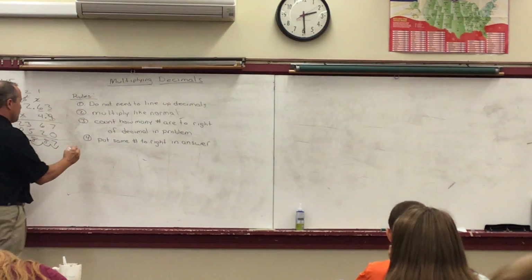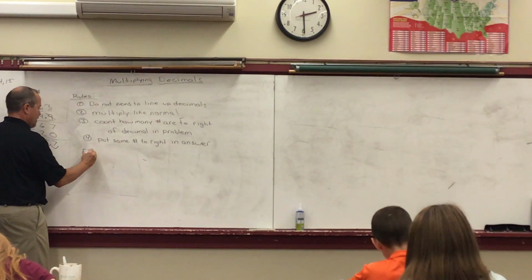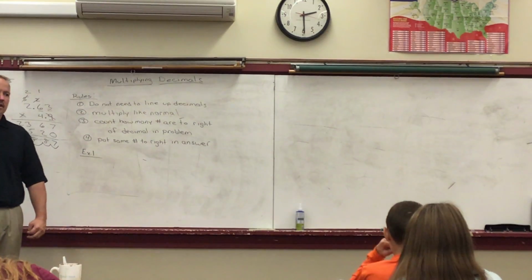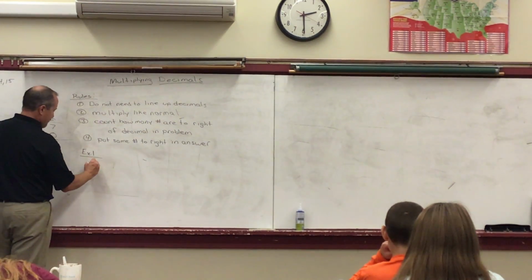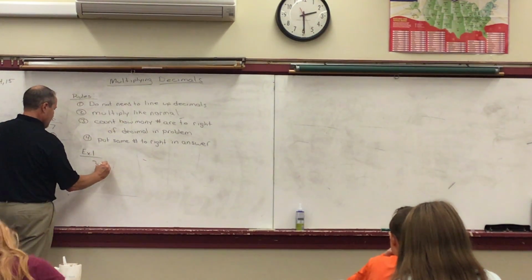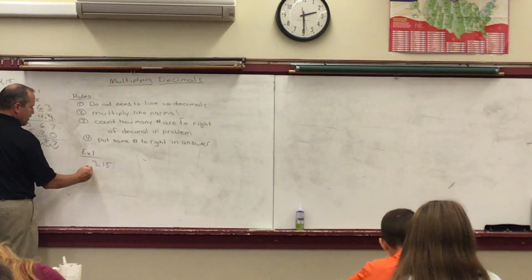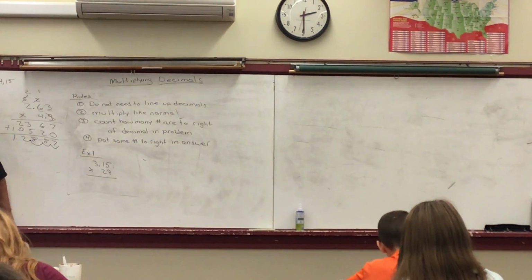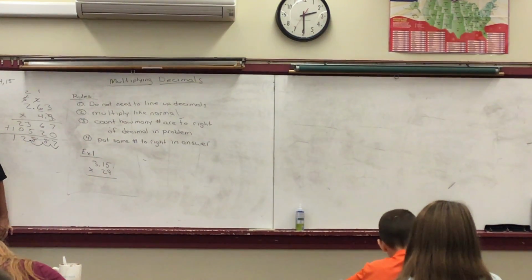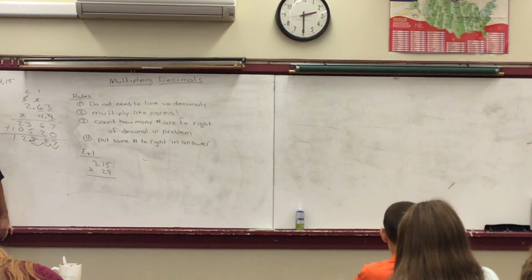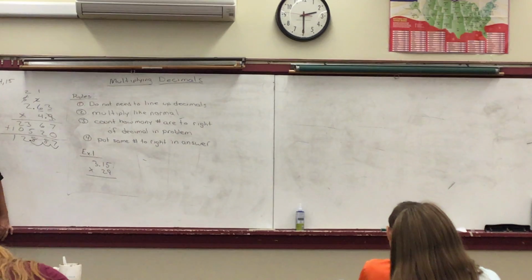Okay, let's do some examples. Put these examples in your book. Example 1, let's say we have three and 1/1500 times 2 and 9/10. As we said, in rule 1, we do not need to line up the decimals when we're multiplying. Rule 2, it says multiply like normal.